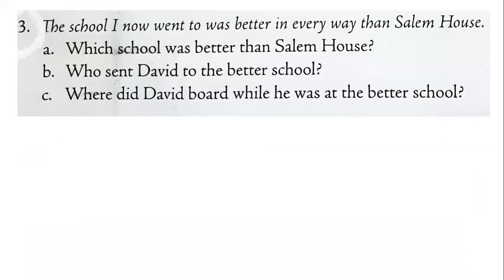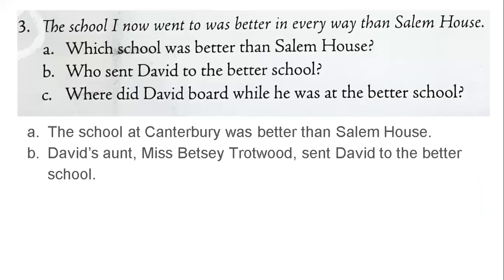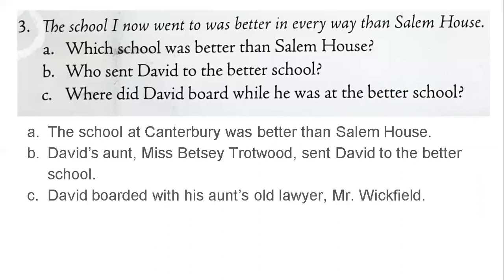Okay, so now let's see if you can answer all those questions. Which school was better than Salem House? The school at Canterbury was better than Salem House. Who sent David to the better school? David's aunt, Miss Betsy Trotwood, sent David to the better school. C. Where did David board while he was at the better school? David boarded with his aunt's old lawyer, Mr. Wickfield. I hope you got those right too.